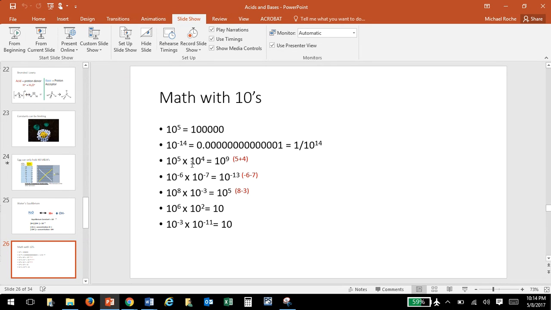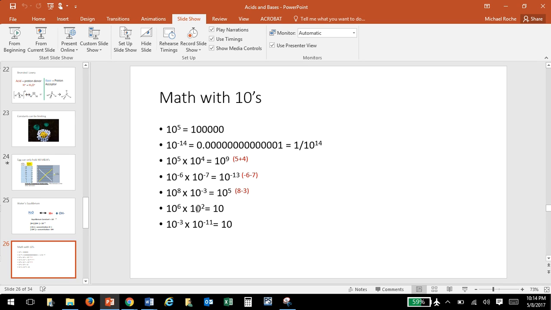When we multiply 10 to the fifth times 10 to the fourth, we just add those exponents to get 10 to the ninth. If we multiply 10 to the minus 6 times 10 to the minus 7, we combine those exponents to get 10 to the minus 13. I think I said add those exponents on this one. Anyway, it's late. 10 to the eighth times 10 to the minus 3, we combine those exponents, basically add them. 8 minus 3 is 5.